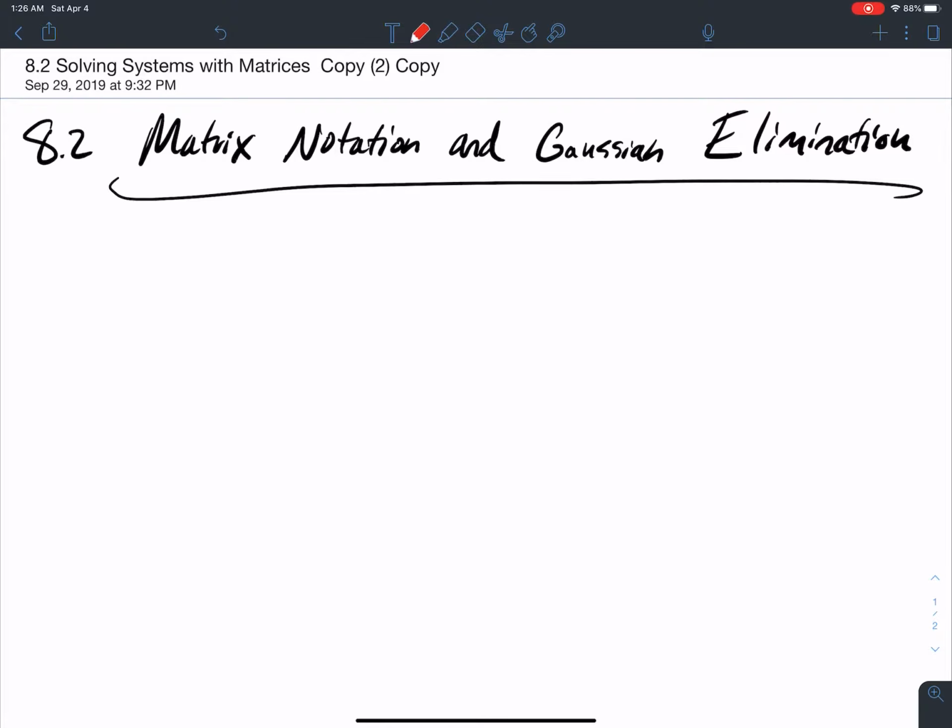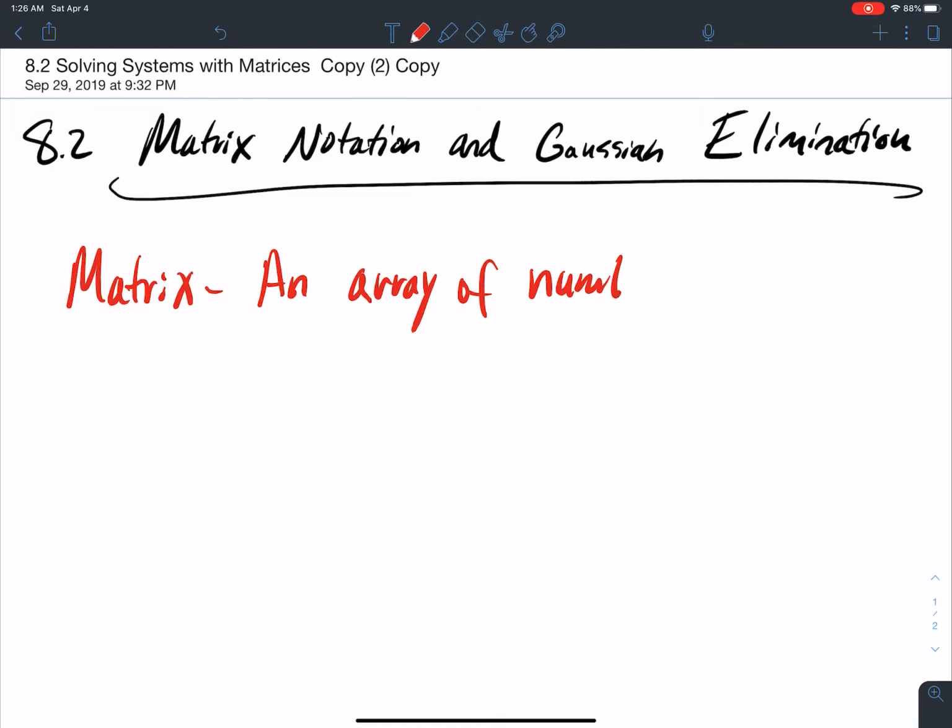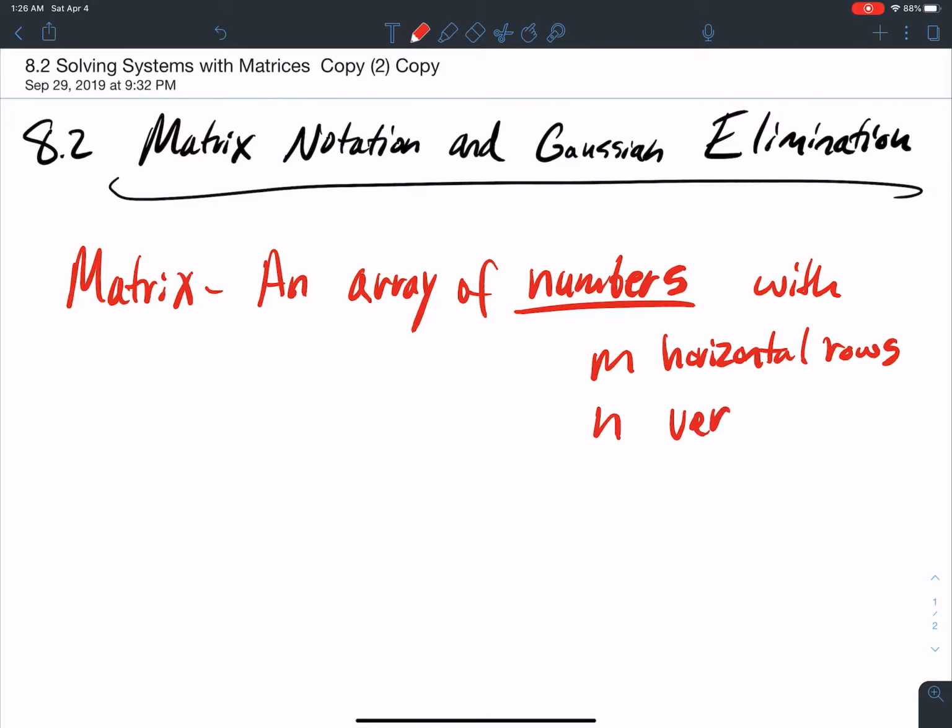So we're going to talk about matrix notation and Gaussian elimination. So what is a matrix? A matrix is an array of numbers with m horizontal rows and n vertical columns.